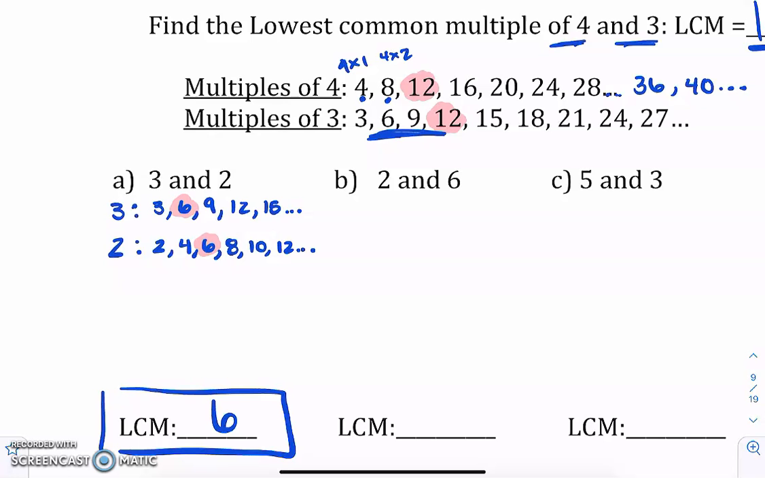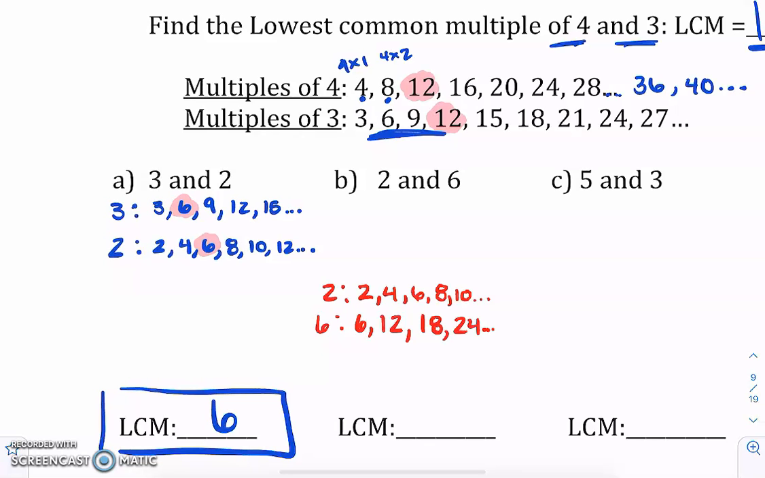So 2 and 6. Again, you can list the multiples of 2. 2, 4, 6, 8, 10. It would continue. Multiples of 6. 6 times 1 is 6. 6 times 2, 12. 6 times 3, 18. 6 times 4. It would continue.